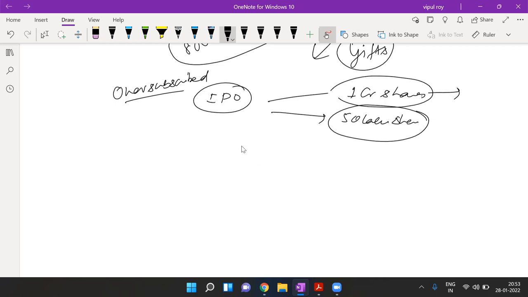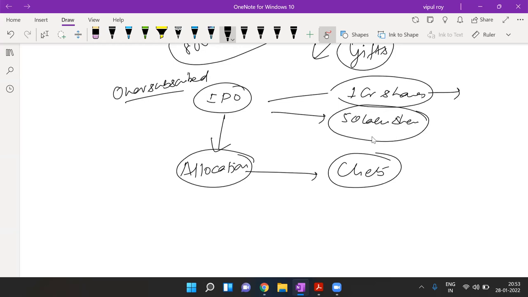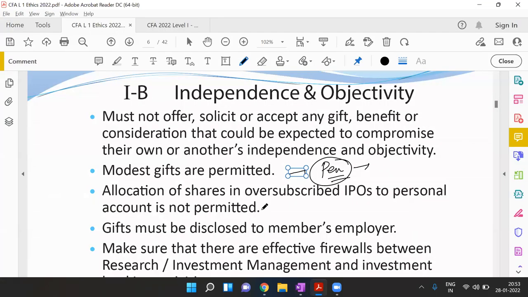If you are an investment banker or merchant banker doing allocation of an oversubscribed IPO, and you have also applied in your own account, then what should you do? First you should give a chance to your clients and investors. First you need to allocate shares to your clients and investors, and then you can think about your own account. If you allocate shares to your account first and then give a chance to your clients and investors, this is also a violation. So being a merchant banker, allocation of shares in oversubscribed IPOs to a personal account is not permitted. It is not allowed.